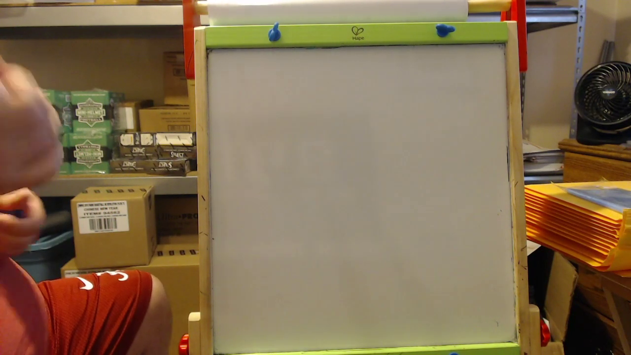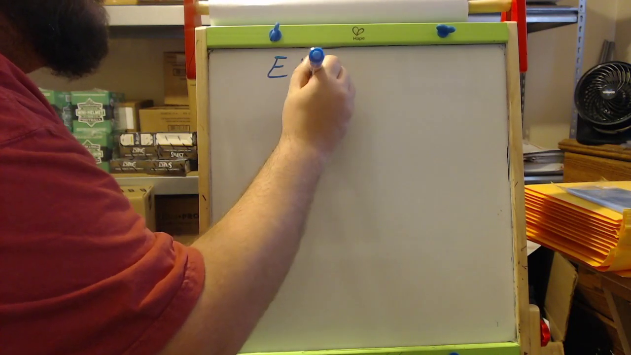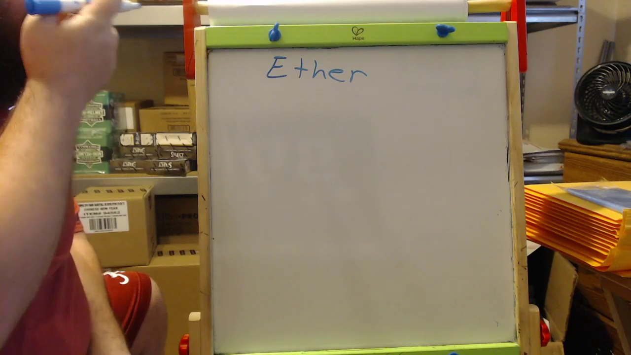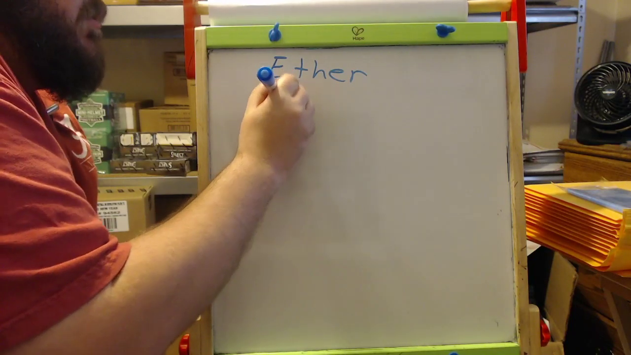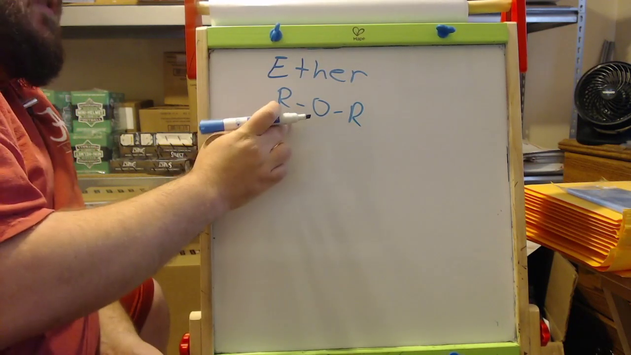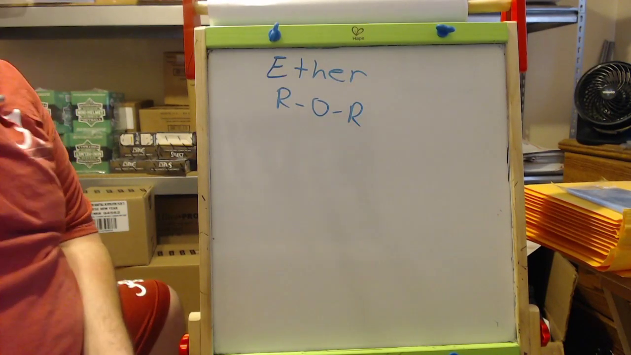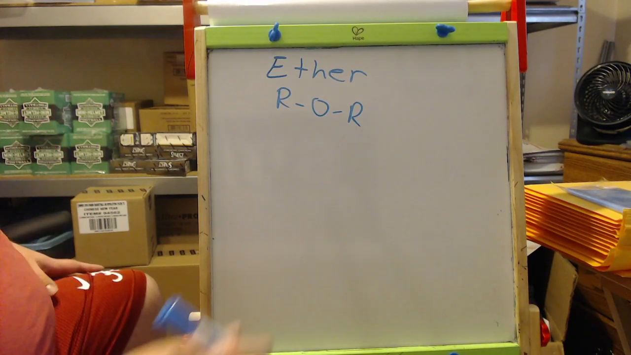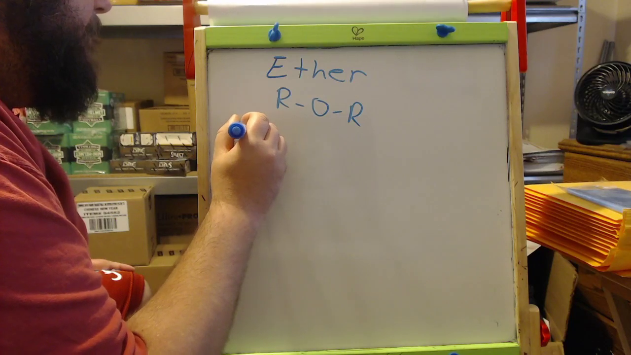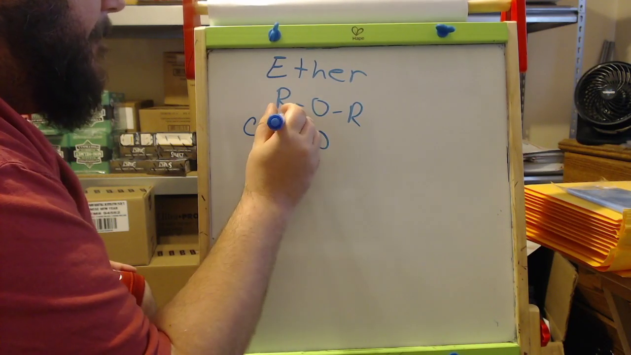Now let's move on to ethers. We'll get more into ethers later on, but let's just get a general naming for them. Ethers look like this: no carbonyl carbon, a chain of carbons, an oxygen, and then another chain of carbons. So let's say we have this.